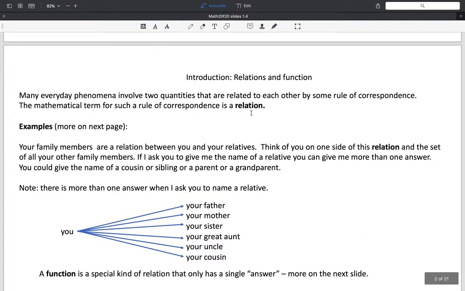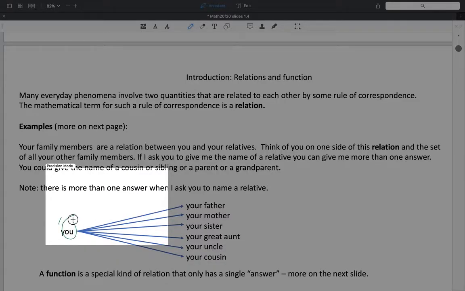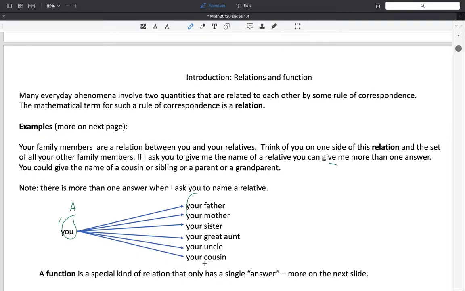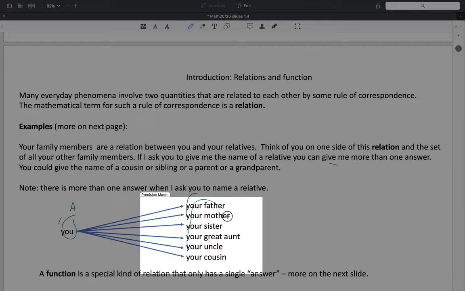Okay. So, a lot of things in everyday life involve a relationship between one thing or set and another thing. And that's a relation. And I want to give an example in real life that's based actually on that word relation. And this relation is the relation between you and your family members. And so the relation is going to be from this set over here, which we're going to call set A, to this set over here. And that's going to be set B.